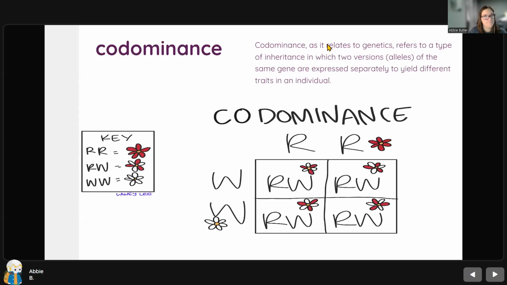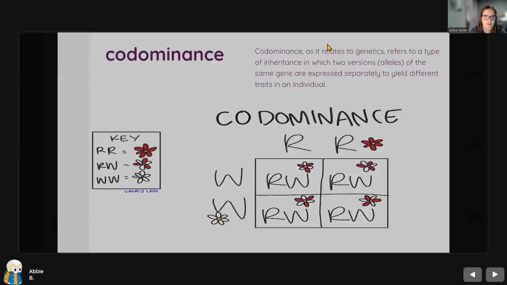Now, codominance, not the same as incomplete dominance. This time around, it's going to refer to a type of inheritance of which 2 versions of the alleles of the same gene are expressed separately. And you can actually see both parents' traits being expressed in that offspring. So if we cross a red flower, white flower, the heterozygous ones, RW, are going to be like spotted flowers or striped flowers, red and white. I always think of co-workers, or co-parenting, like they're working together to express this trait. So you see both at the same time.